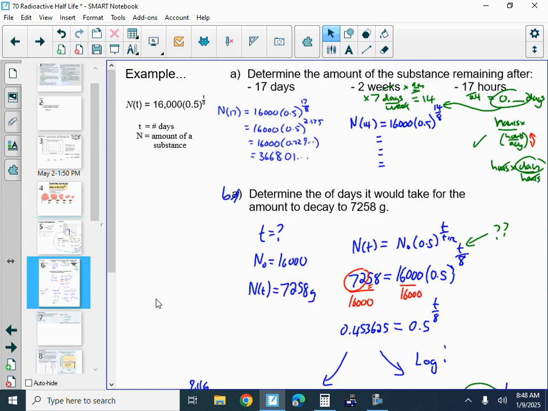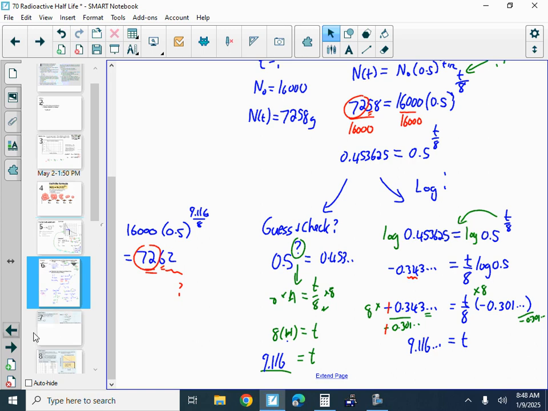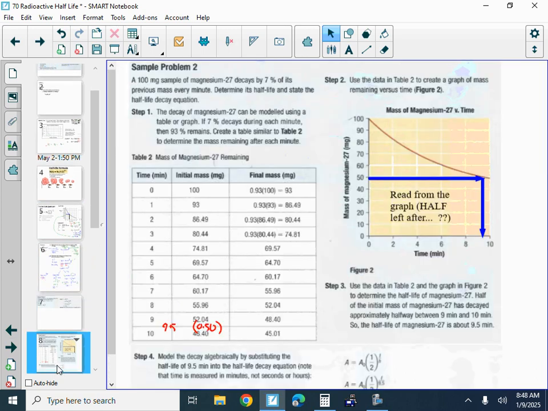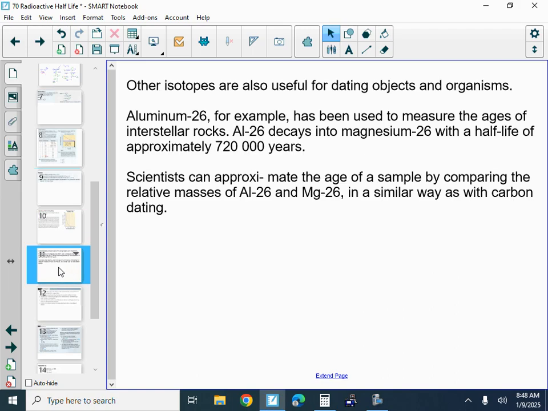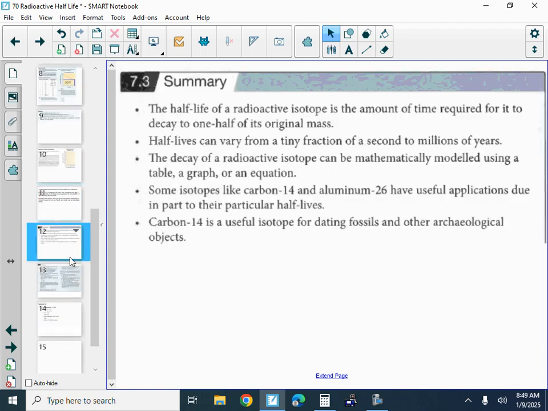How many half-lives was it? Right? So that's a very important calculation. That's why I wanted to introduce you to that mathematical process. There's other isotopes of things that help for that too, like aluminum-26 can be used apparently as well for dating. But yeah, it's just about understanding what half-life means and the calculations to do with it.